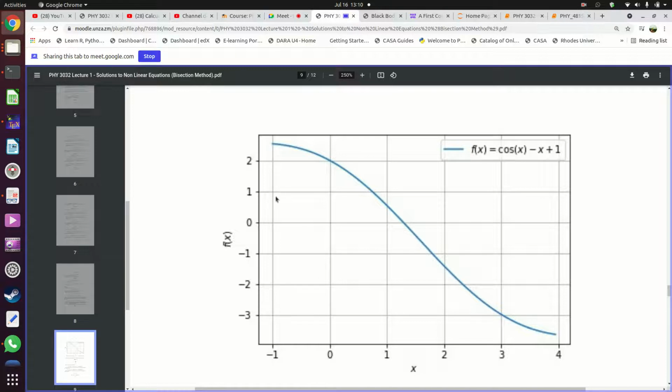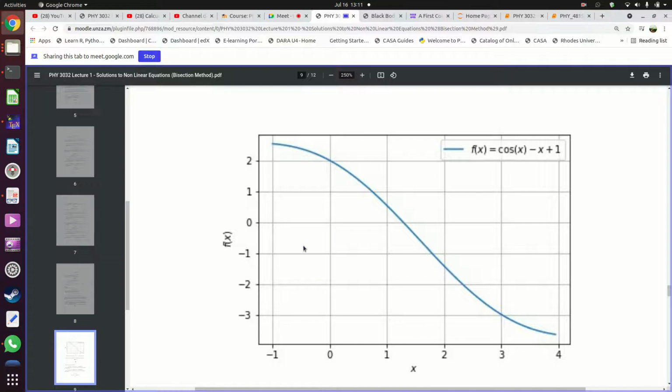Now this graph is showing the function between -1 and 4. So basically this is how our function behaves between -1 and 4. Our interest is between 0, this point, and 3, that point. And from the graph, as we can clearly see, f of x equals 0 here. We can see that our function cuts the x-axis at some point there. So by using this graph, we can see that there is a solution to this particular function.